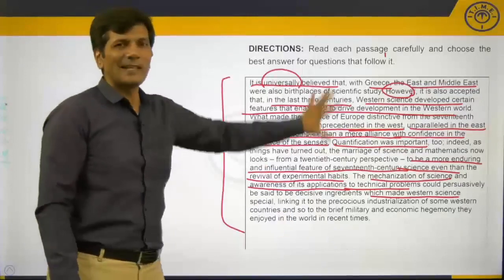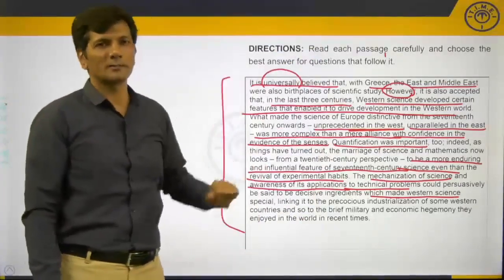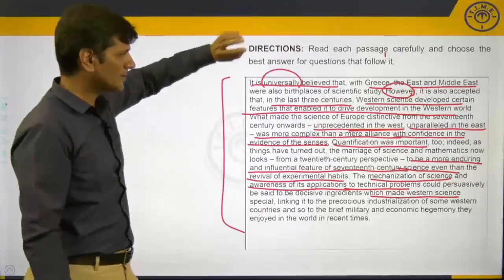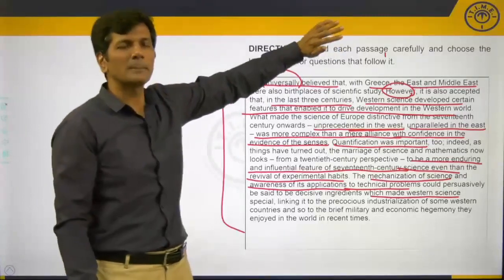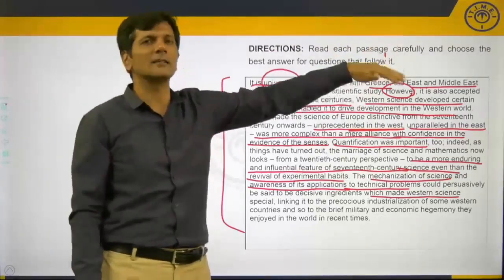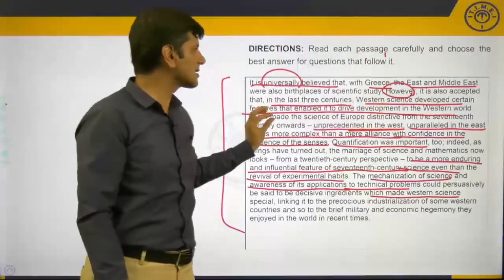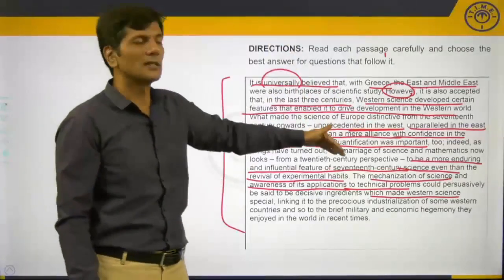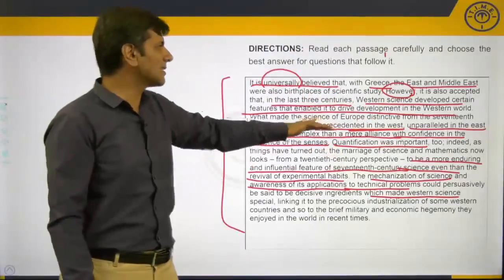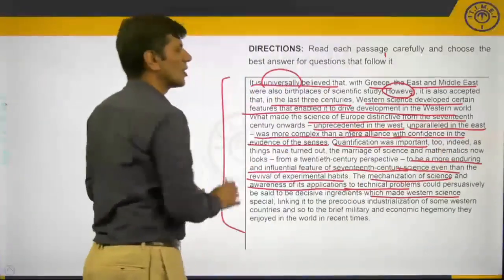What exactly are the key takeaways from this? What is the thought flow of the author? He starts off saying it's believed that scientific advances happened with the Greeks and the Middle Easterners. But don't just stop there, give some credit to the Western science for the last 3 centuries. Now, later, what makes it distinctive? What made the science of Europe distinctive from the 17th century onwards?